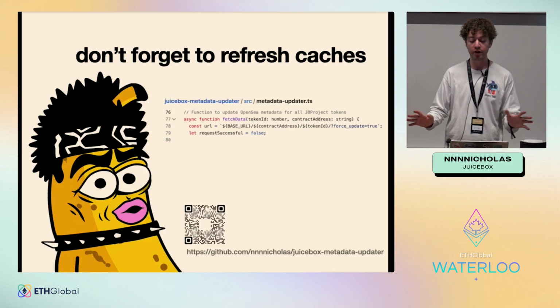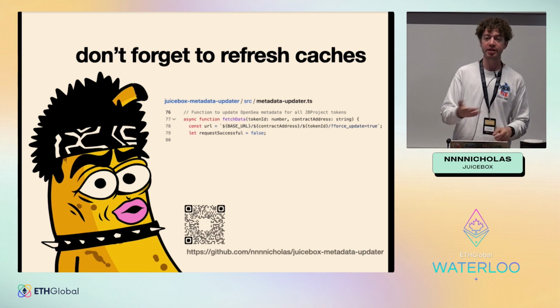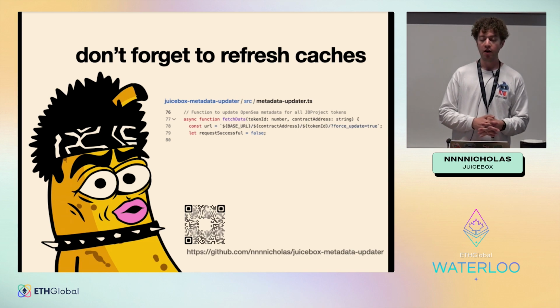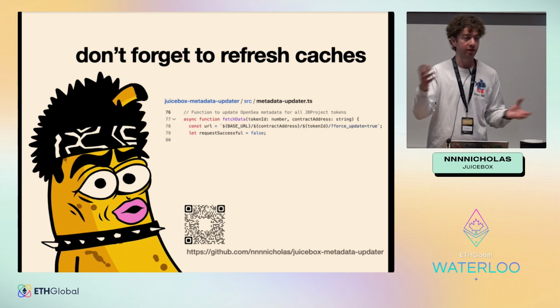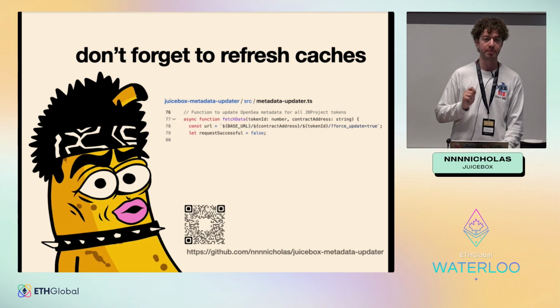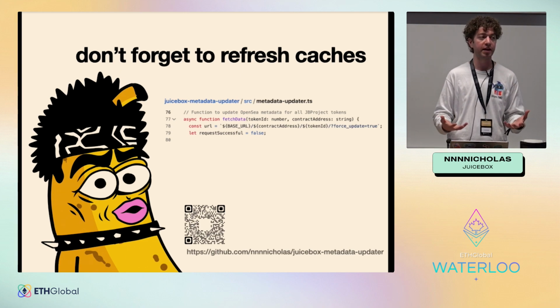Finally, don't forget to refresh your caches. If you're doing on-chain metadata, one thing you need to be careful of is, as I mentioned earlier, OpenSea and other providers, and many dApps that rely on OpenSea for fetching metadata, can fall out of date. If you're familiar with NFTs, you're familiar with clicking refresh metadata on the OpenSea page.